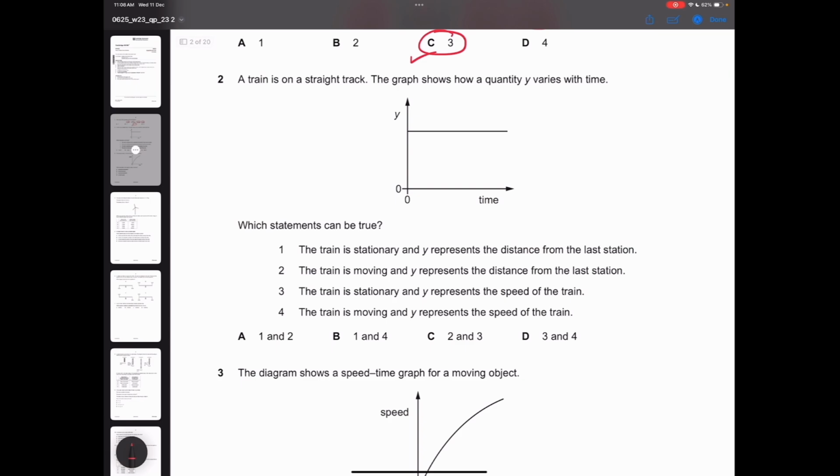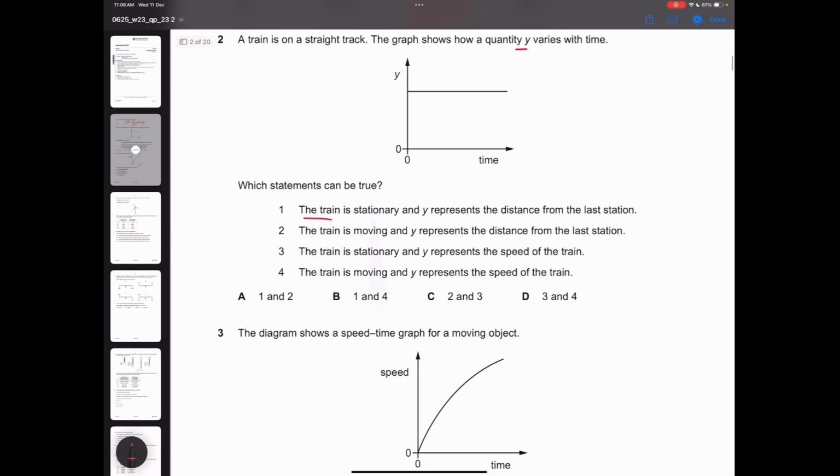Now, a train is on a straight track. The graph shows how quantity Y varies with time. Here they're not telling us what Y is. It might be acceleration, it might be distance, it might be velocity. Let's see. The train is stationary and Y represents the distance from the last station. See, if the train is stationary, then Y should not be increasing and Y is representing some distance. So this statement is correct.